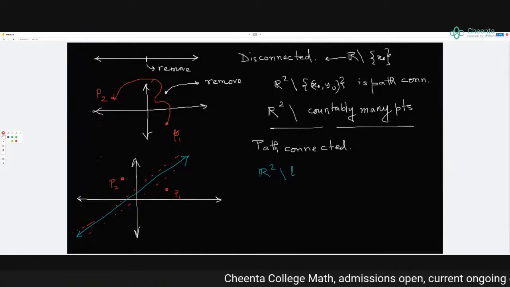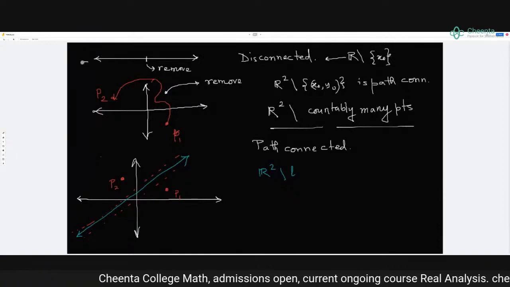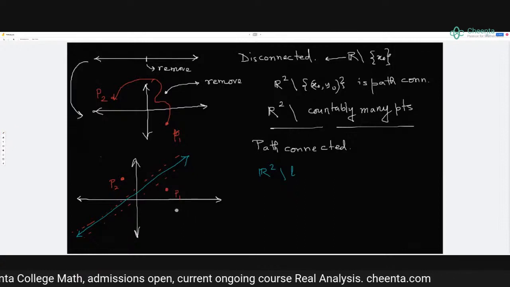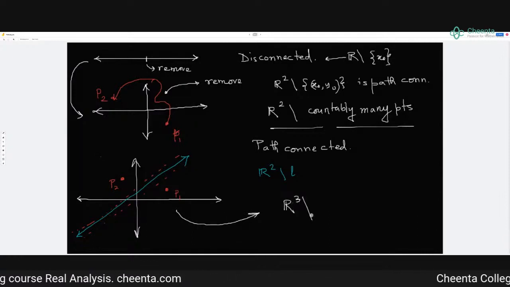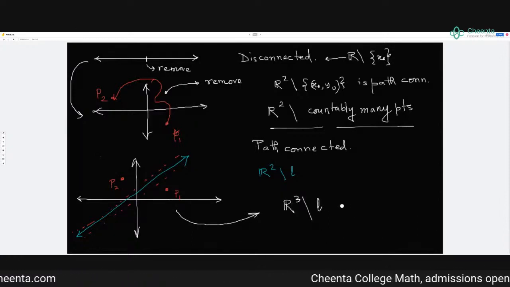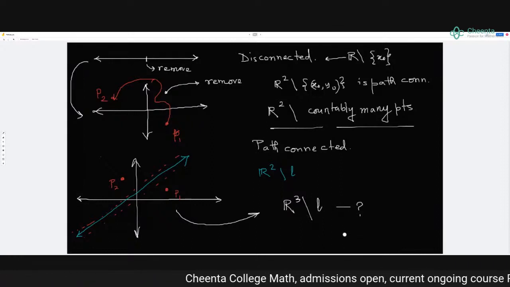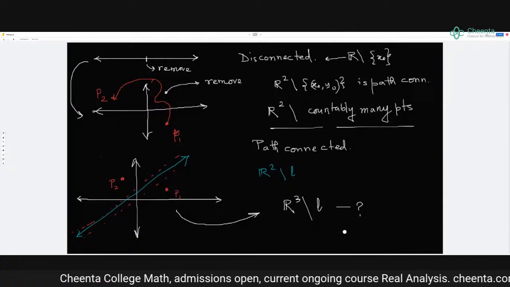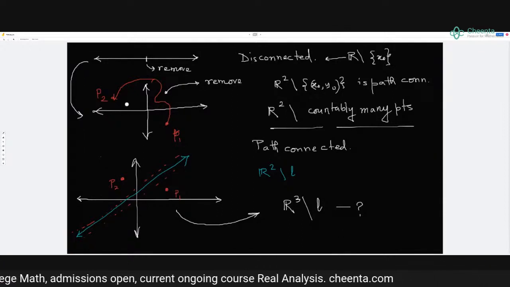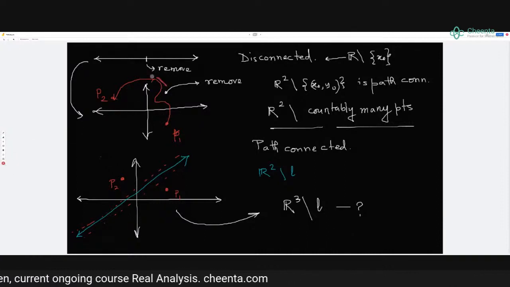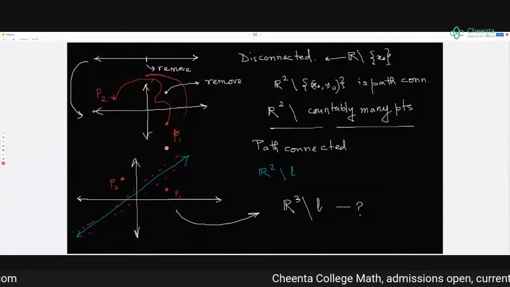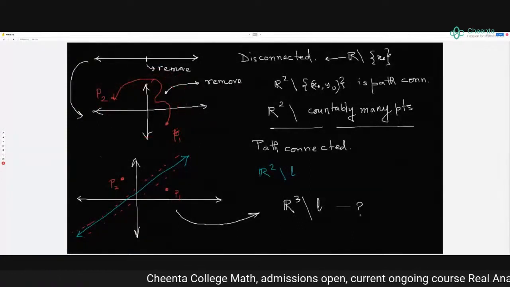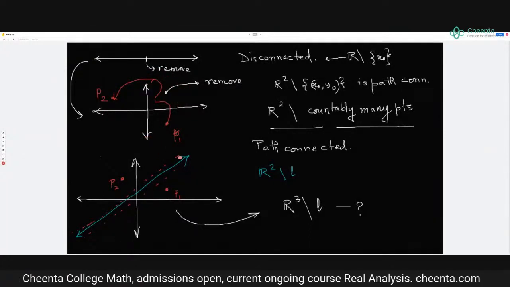So in this problem, just like we went from here to here, now we are going from R2 minus L to, first, let's see what happens in R3 minus a line. So in R3, if you remove a line, then it remains path connected. Can you see, by the same logic that I have used for removing a point in R2, why it is path connected? By that same argument, you can write down that R3 minus L is always path connected.